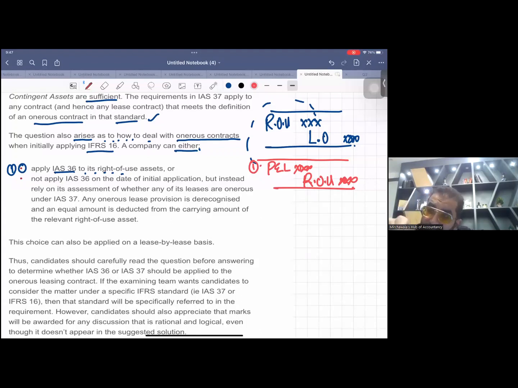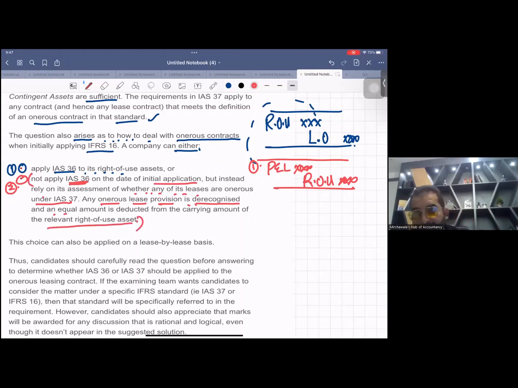For this case, there is one more option, which is option number 2. Not apply IAS 36. Look at here. Not apply IAS 36 on the date of initial application, but instead rely on its assessment of whether any of its leases are onerous under IAS 37. Any onerous lease provision is derecognized and an equal amount is deducted from the carrying amount of the relevant right of use asset.